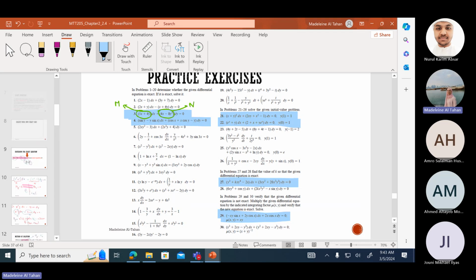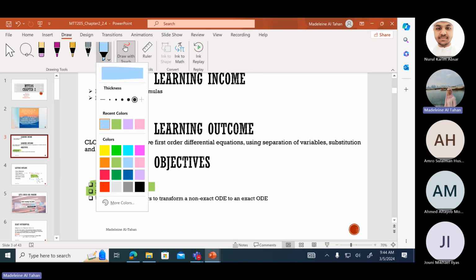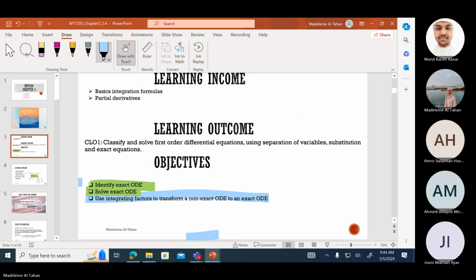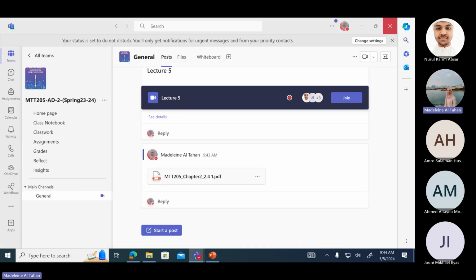Okay, so let's recap. Our main objectives were to identify an exact differential equation. So how do we identify an exact differential equation? And how do we solve an exact differential equation? f equals constant, f_x equals M, f_y equals N, and we integrate, right? Then we talked about multiplying by an integrating factor to change a non-exact equation to exact. We're done with section 2.4. We still have only one more section in chapter 2, and we will be done with first order differential equations.